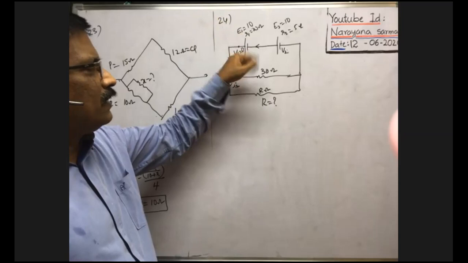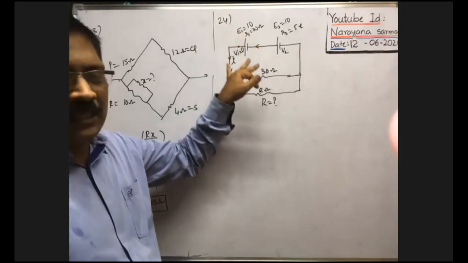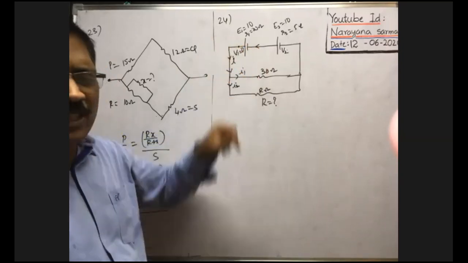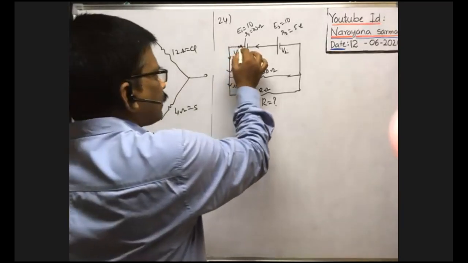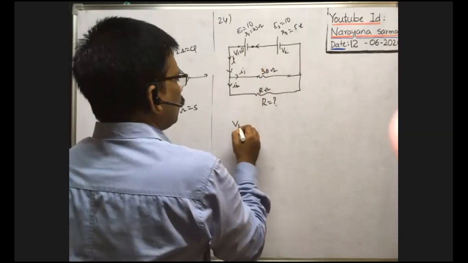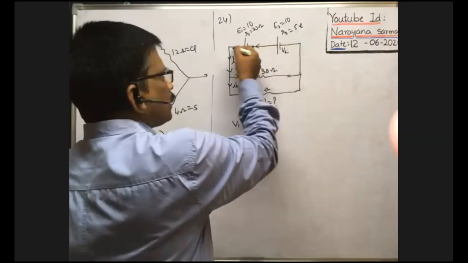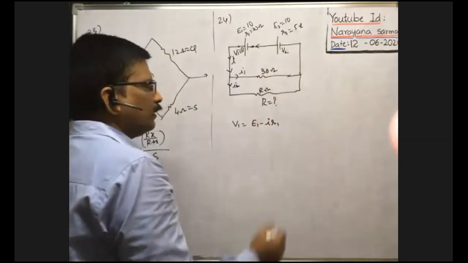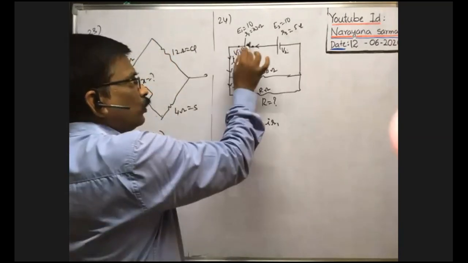If the current inside the cell is flowing from high potential to low potential, then the cell is charging. But here current is flowing from low to high, so the cell is discharging. Now, when the cell is discharging, what is the terminal voltage, the potential difference between the two terminals of the cell? Here V1 is equal to, while discharging, E1 minus I into R1, the current passing through the internal resistance R1.